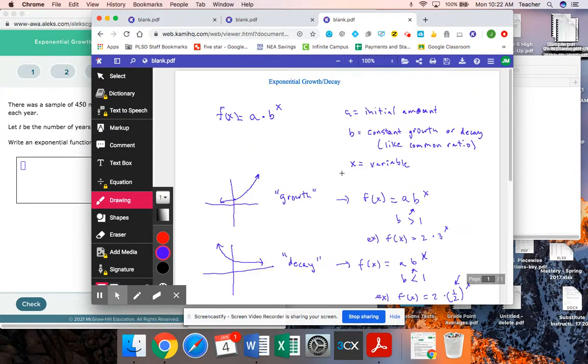All right, so that's an overview of exponential growth and decay, just a general overview. We're going to apply that here with a couple of examples.